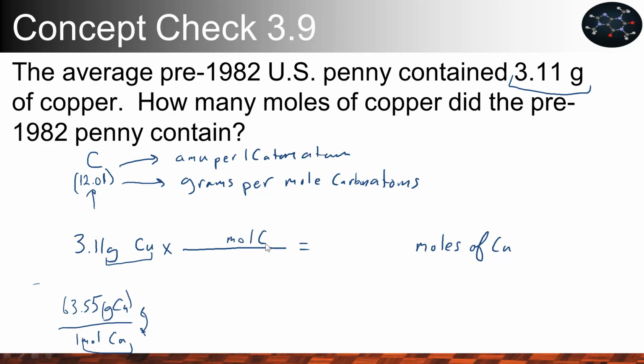So moles of copper has to go on top, and grams of copper has to go on the bottom. So 1 mole over 63.55 grams. Pull out a calculator and see what we get here. And what we get is 0.0489 moles of copper. And that's the answer to our question.